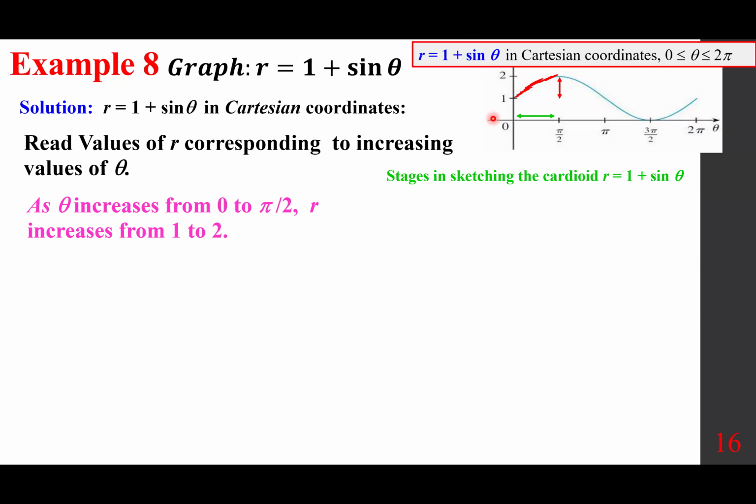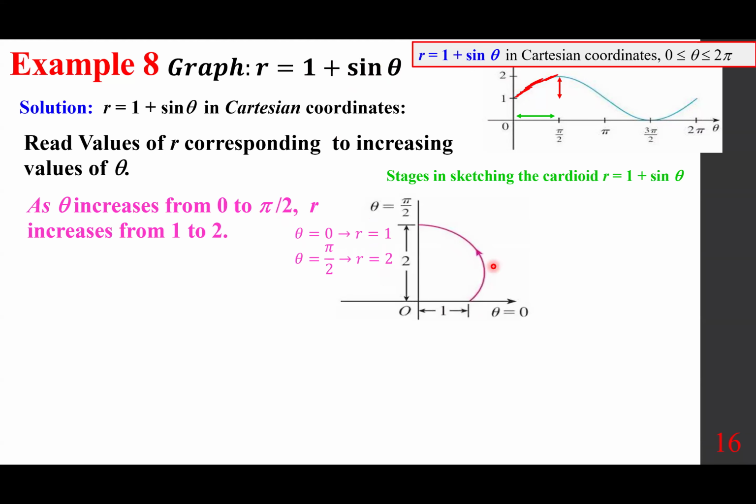That means if I put 0 here, I get 1. If I put pi over 2 here, I get 2. So as we go from 0 to pi over 2, r increases from 1 to 2. For theta equals 0, r is 1. For theta equals pi over 2, sine of pi over 2 is 1, so we get 2. So it gives you this portion. Theta equal to 0, theta equals pi over 2, it looks like this.